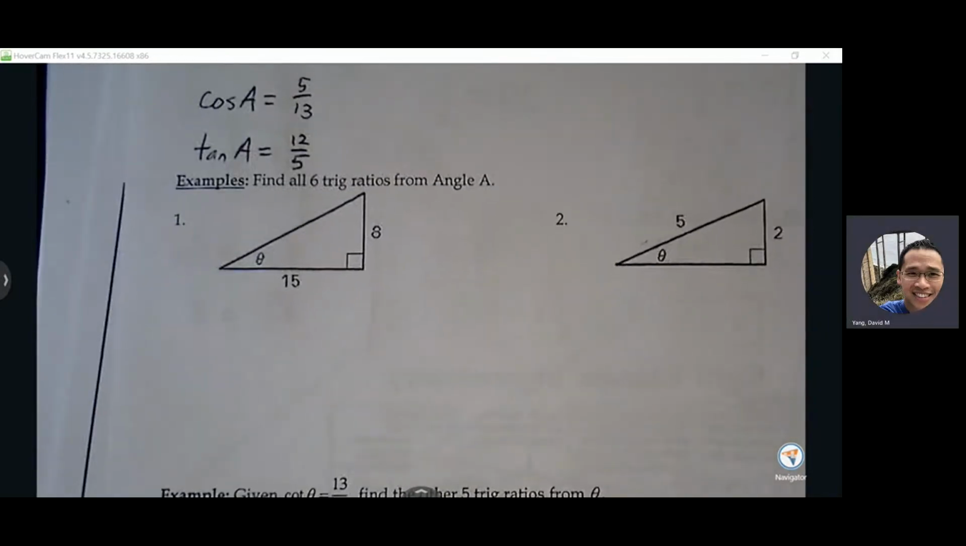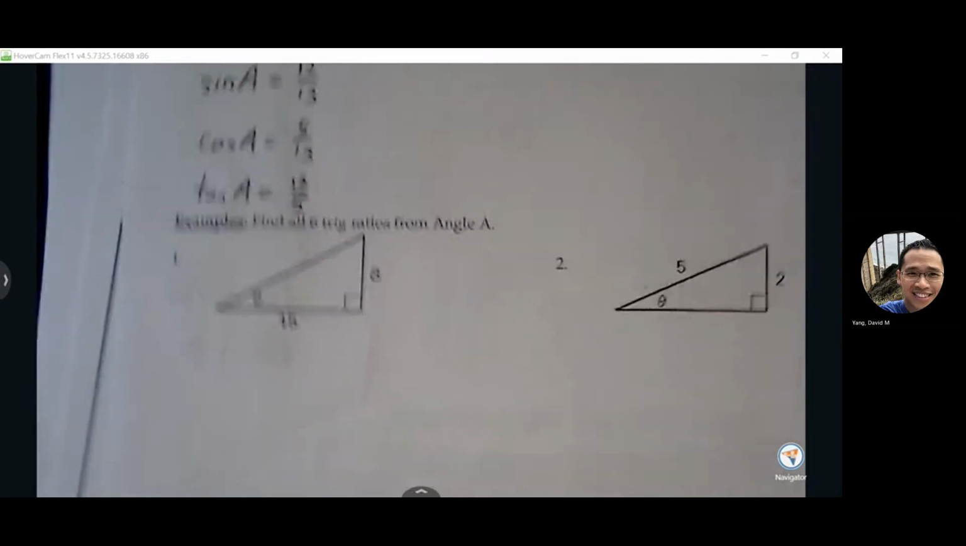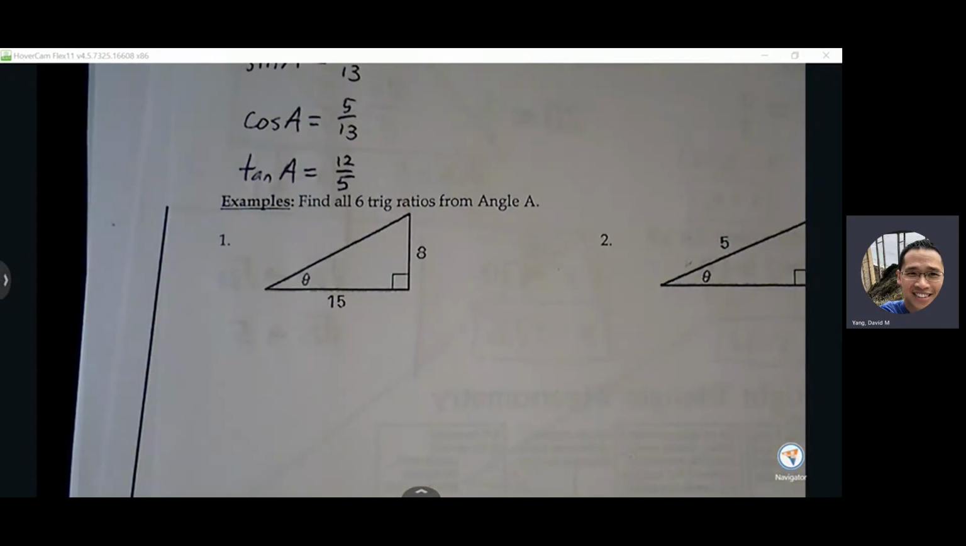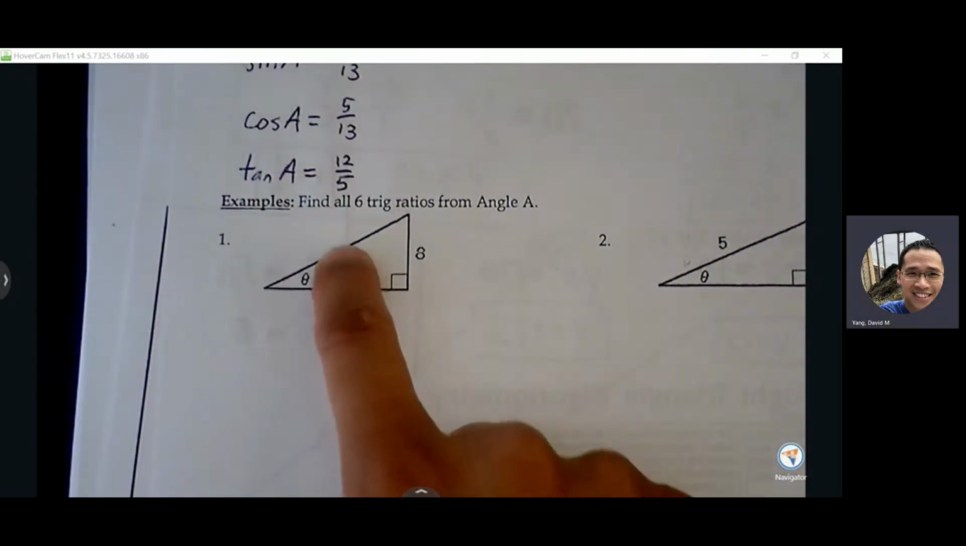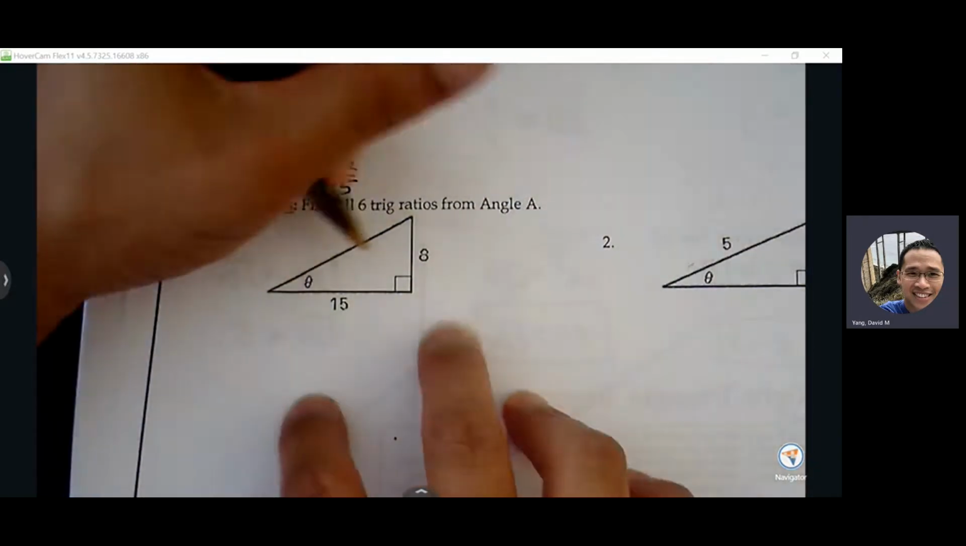All right, let's look at the next example. Same process, it's just that now we're going to find all 6 trig ratios. We'll now include the reciprocals of sine, cosine, and tangent, which are cosecant, secant, and cotangent. So we start off with the Pythagorean theorem: a squared plus b squared equals c squared. If you don't have your calculator, I can go ahead and work that out for us.